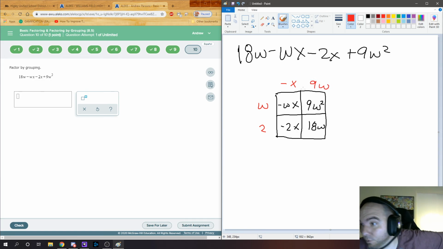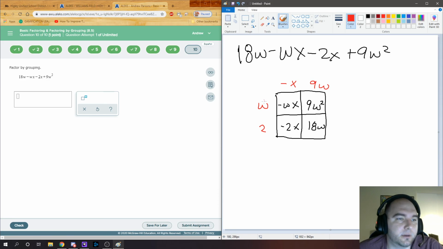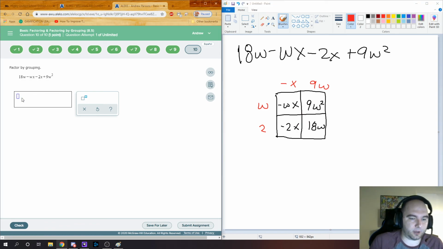Now it is very important you make sure everything works. Does W times negative X make this? Yes. 9W times W make that? Yes. Negative X and 2? Yes. Okay, it works. I will enter that over here as W plus 2 for the side. And you could write negative X plus 9W, but I'm instead going to write 9W minus X. If you reverse the order on this row over here, that will be okay.